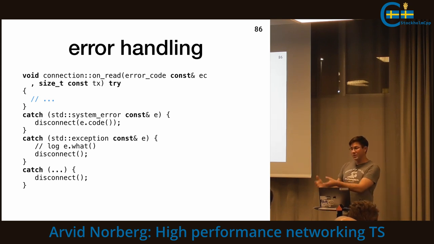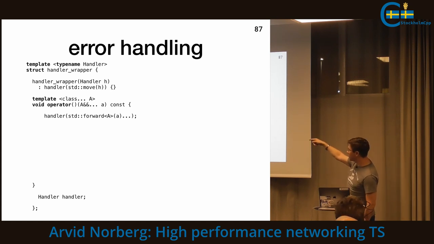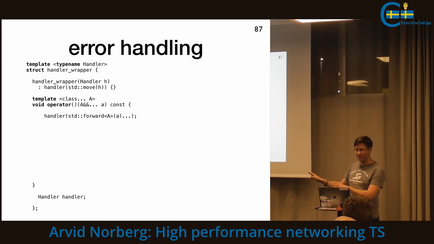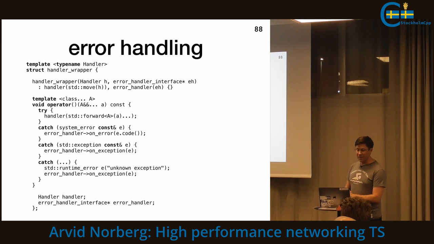So how can we abstract this out and have it only appear once in our code? Well, we can wrap our completion handlers. Here's an example of a handler wrapper. It takes a handler as a template argument, moves that into its own underlying handler member at the bottom, and it overloads the call operator with whatever arguments and forwards them to the handler. So far we haven't done anything, this is just wrapping. And then we have the try catch blocks. Did you see what happened there?